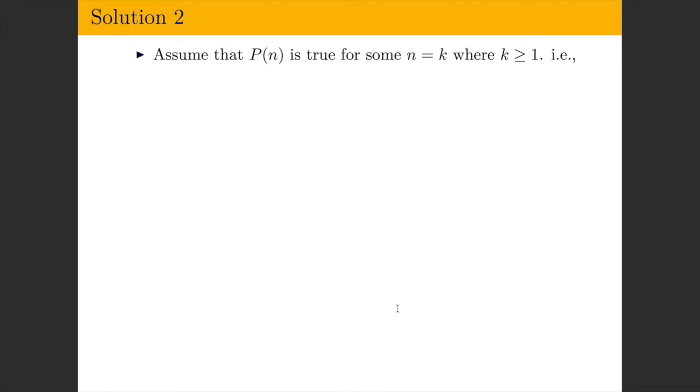So now, again, the assumption step, the inductive part of the proof, we're going to assume it is true for some n equals k. So here we've got 1 squared plus 2 squared plus all the way to k squared follows that formula that we had before. Again, k is a dummy variable.